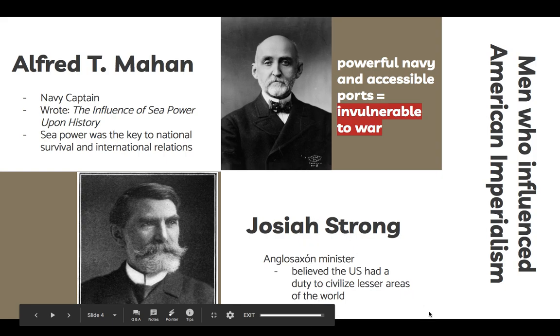He was an Anglo-Saxon minister, and he was a very strong advocate of the white man's burden. He believed the United States had a duty to civilize these lesser areas of the world, and that it was the Americans' job to do so. So both these men went around and preached their ideas and were very influential to our government at the time, trying to decide, what do we do? Are we going to go out there and imperialize? What's our goal going to be as the United States?